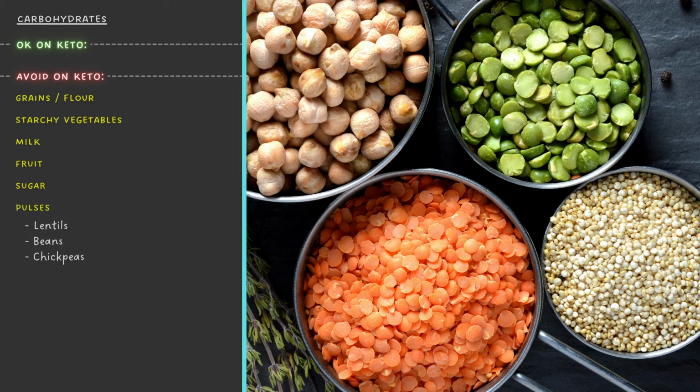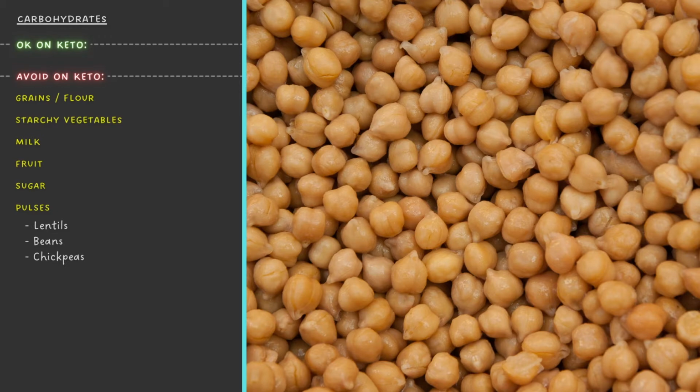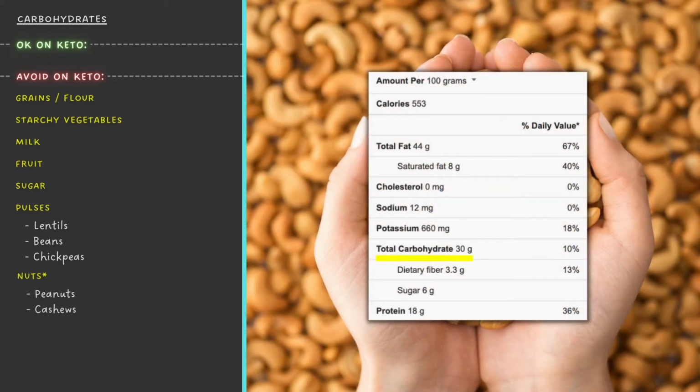You'll also need to stay away from pulses, including beans, lentils, and chickpeas, and even certain nuts like peanuts and cashews, which contain a surprising quantity of carbohydrate. Okay, so that's a lot of what you can't eat, but what can you eat?